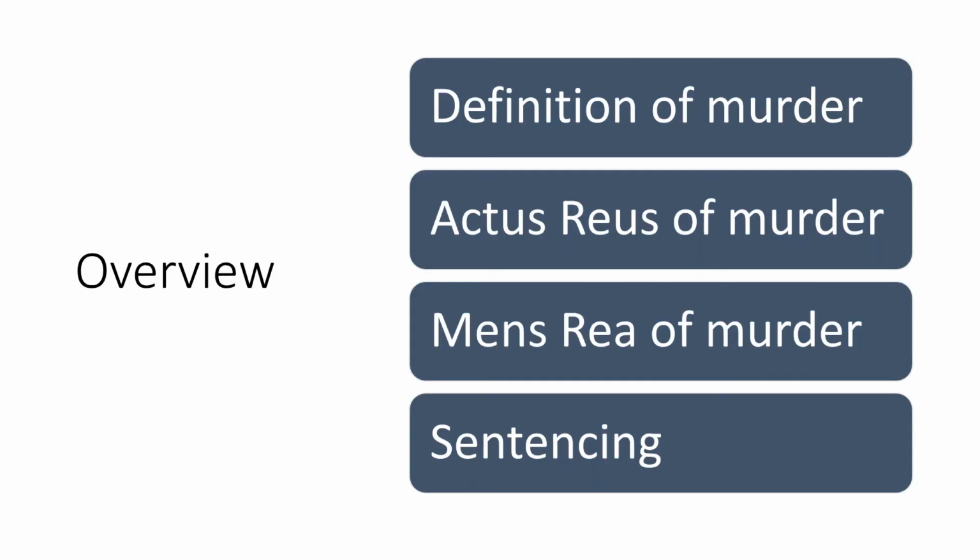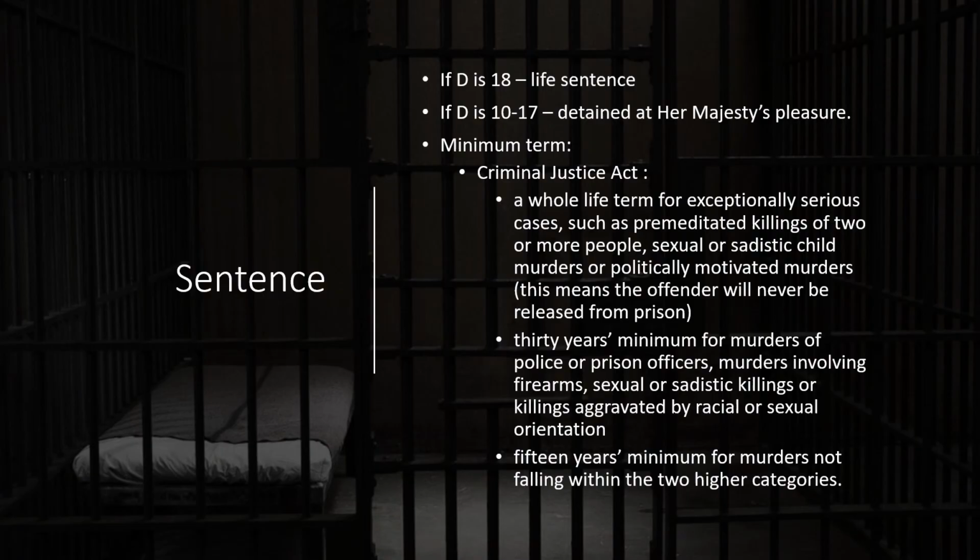So the overview then. We've considered so far the definition of murder, we've considered the actus reus of murder, and we've now looked at the mens rea of murder. So our final issue then is sentencing. So a note on sentencing: if the defendant is 18 or above, then they can be sentenced to life in prison. If the defendant is 10 to 17, then they'll be detained at Her Majesty's pleasure, which involves a political release in a sense, with the Home Secretary being involved in the release.